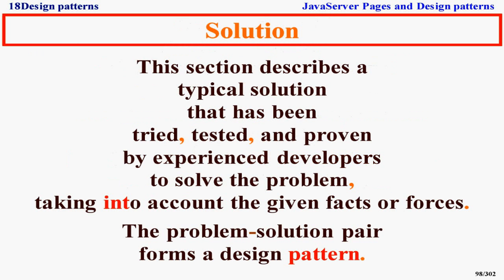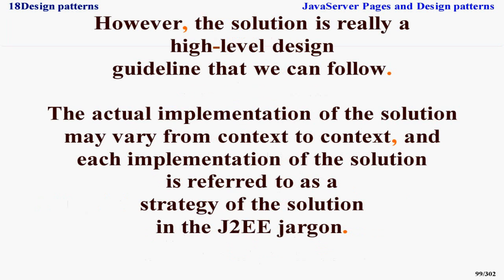Solution. This section describes a typical solution that has been tried, tested, and proven by experienced developers to solve the problem, taking into account the given facts or forces. The problem-solution pair forms a design pattern. However, the solution is really a high-level design guideline that we can follow. The actual implementation of the solution may vary from context to context, and each implementation of the solution is referred to as a strategy of the solution in the J2EE jargon.